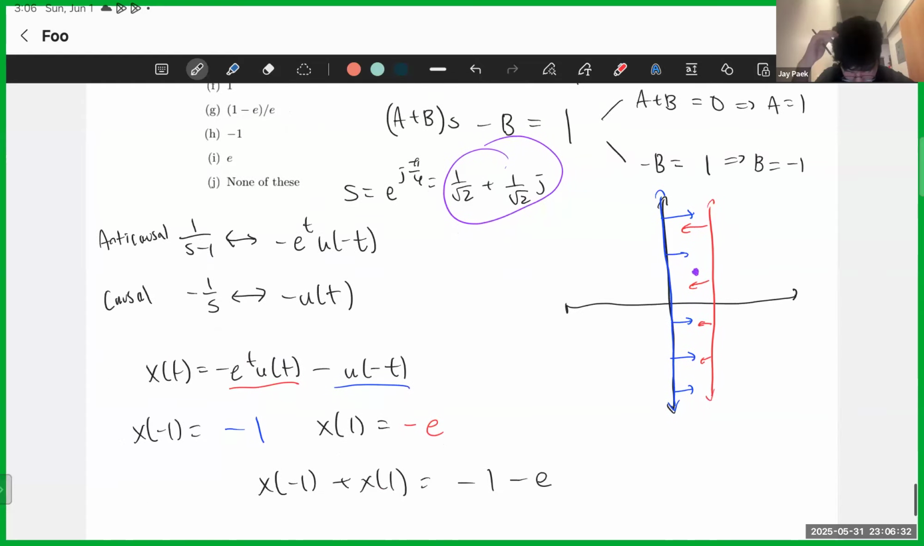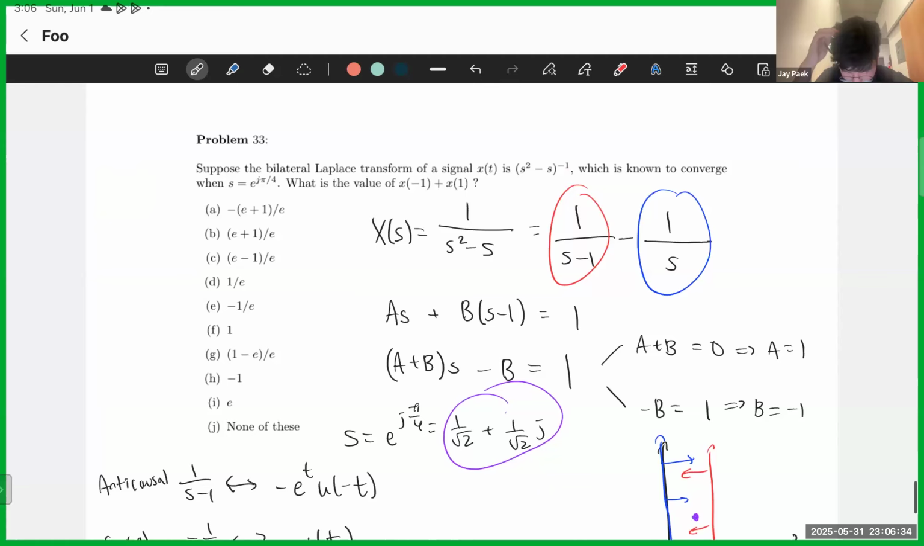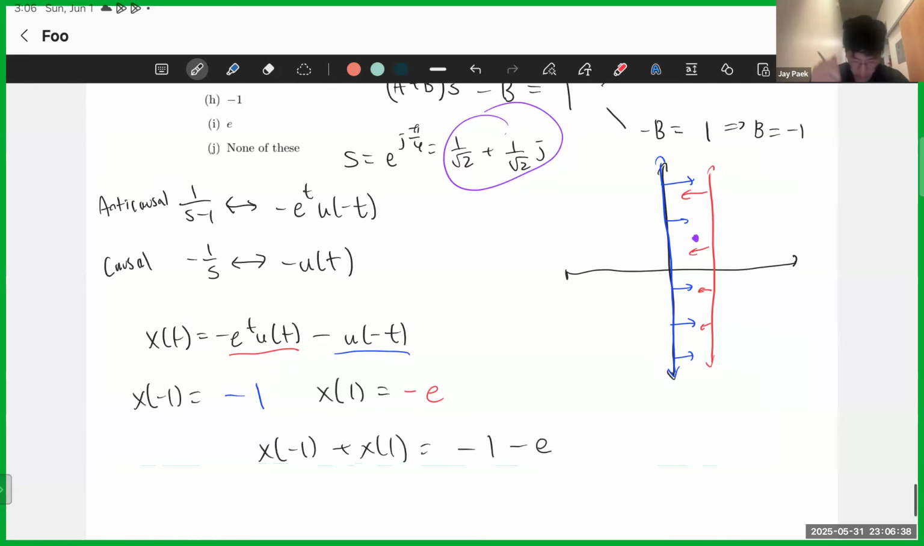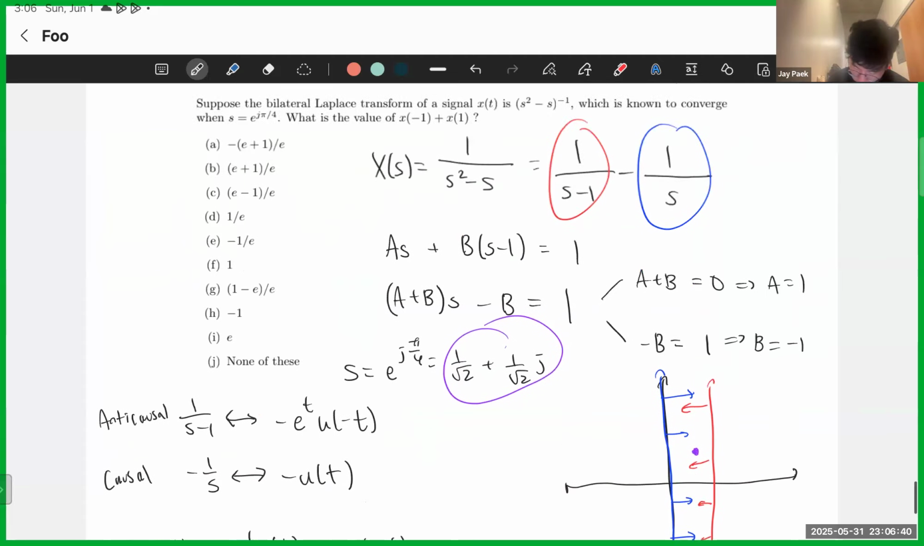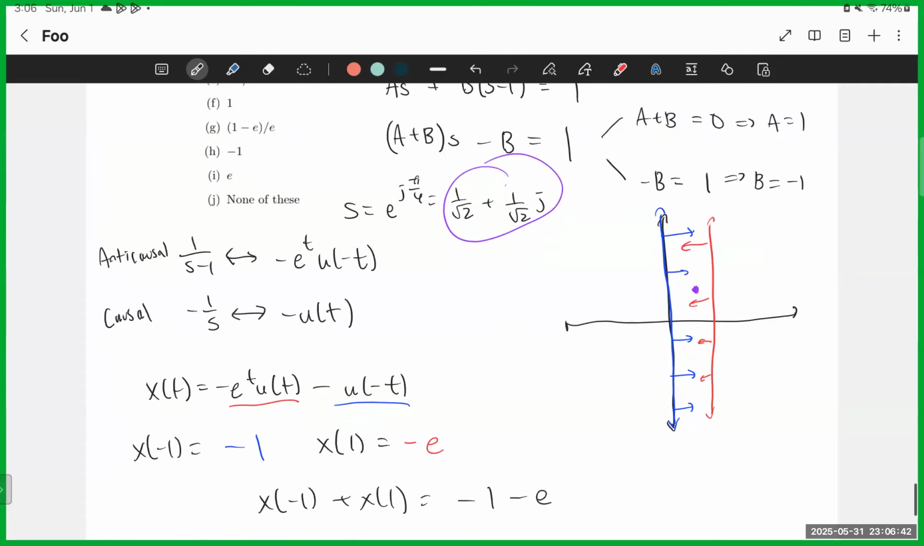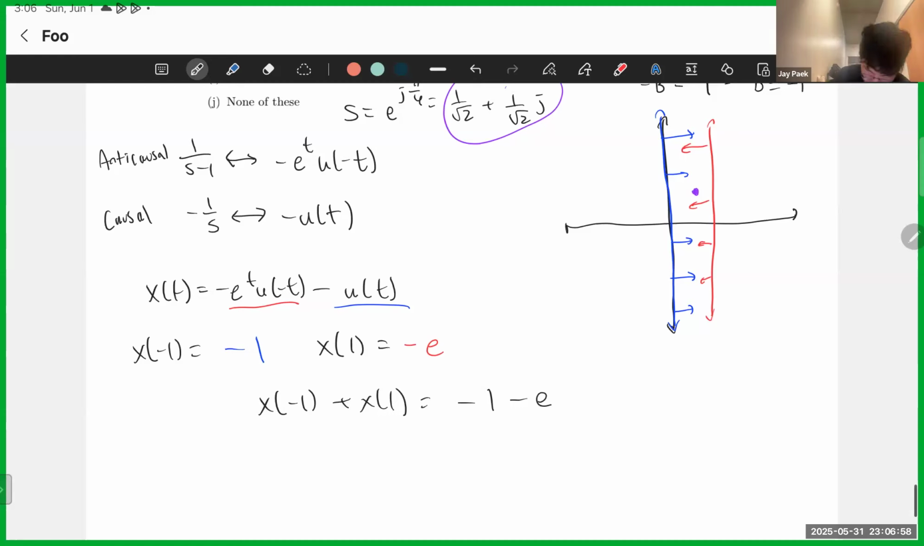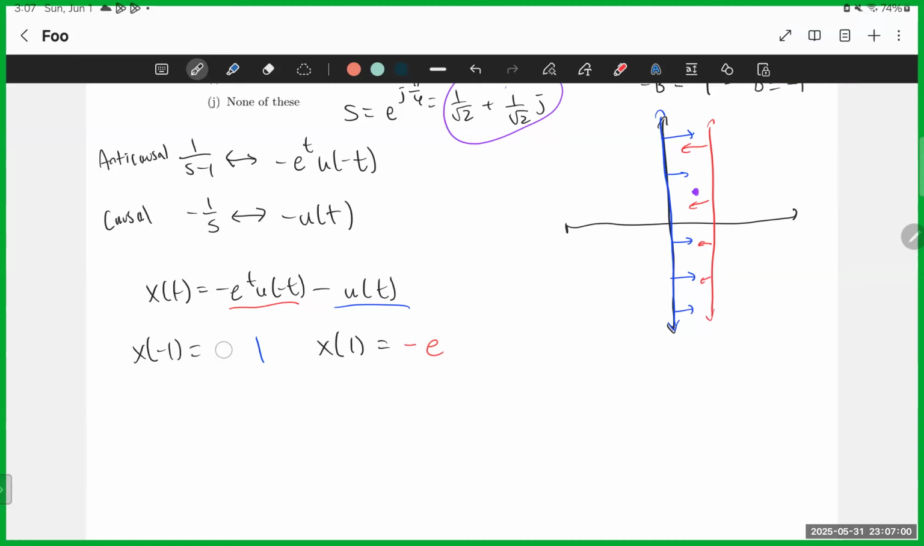I believe I messed up on... You didn't carry on the negative in the anti-causal one. The e to the... Oh, wait, hold on. You flipped the negative, so it would be the anti-causal negative e to the t u of negative t minus u of t, right? E to the negative t? Oh no, it's negative e to the t u of negative t minus u of t. Oh yeah, I didn't change the causal part. Okay, thank you. I got you. Yeah, perfect.